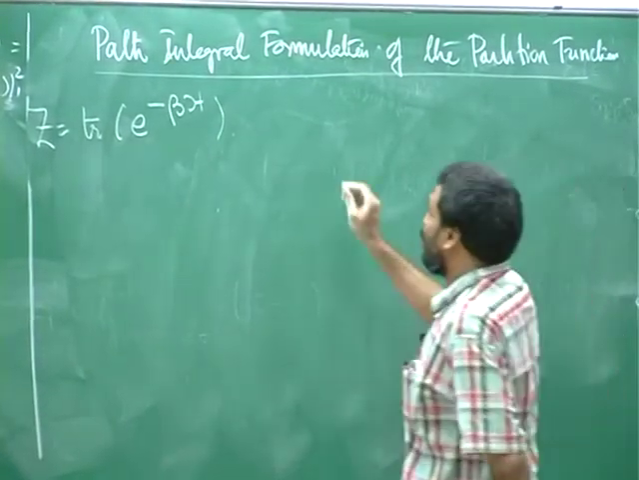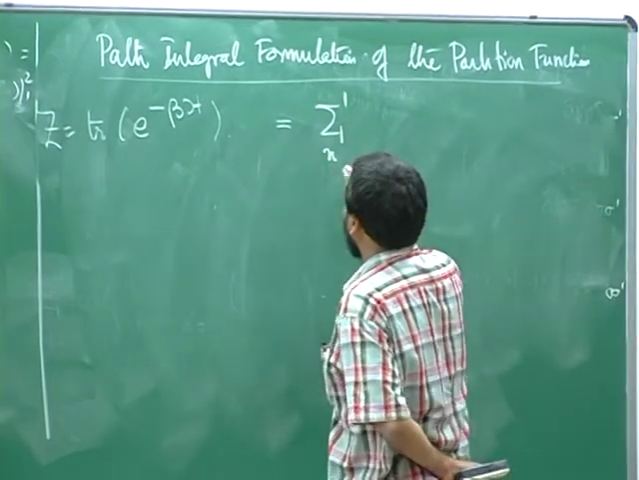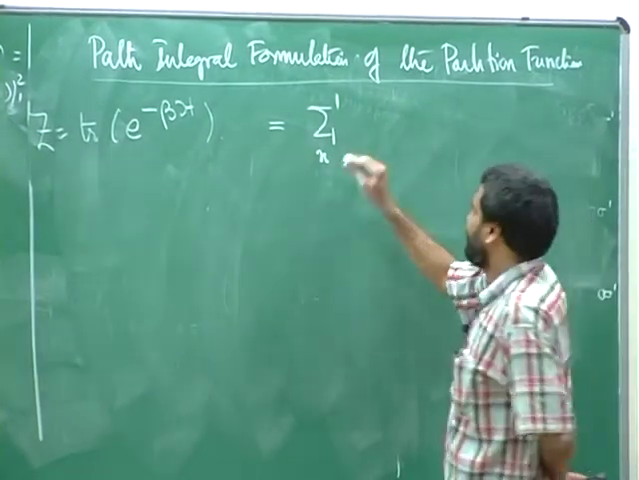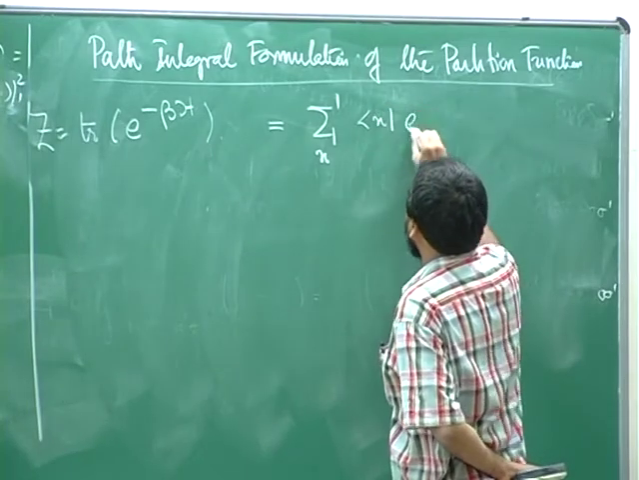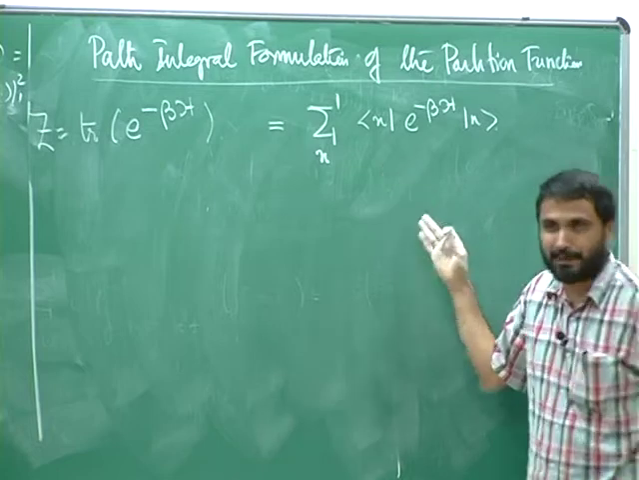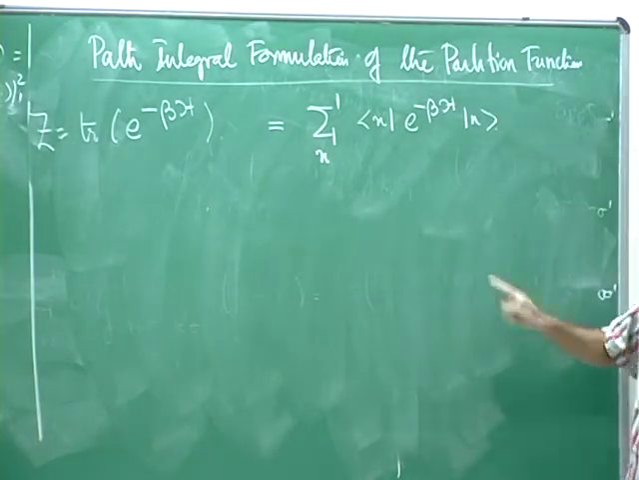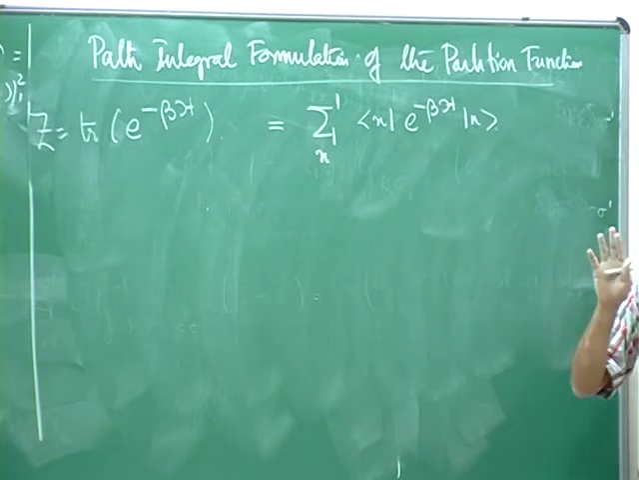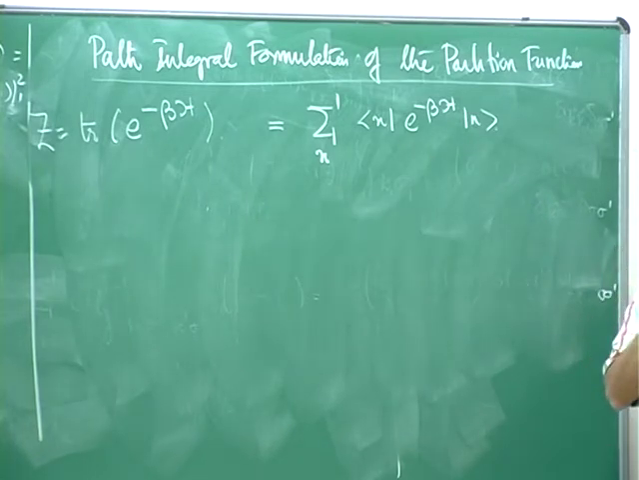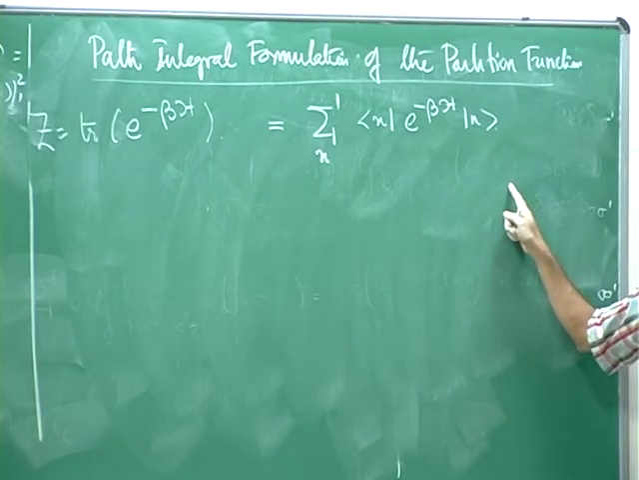So now what do you see? This quantity is a sum over all states of your system, eigenstates, let's say n, of e to the minus beta H_n. This is simply the definition of trace, nothing more. But now you ask yourself, what is the meaning of this quantity in terms of an amplitude?